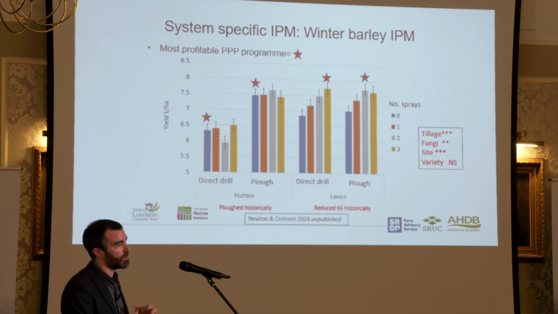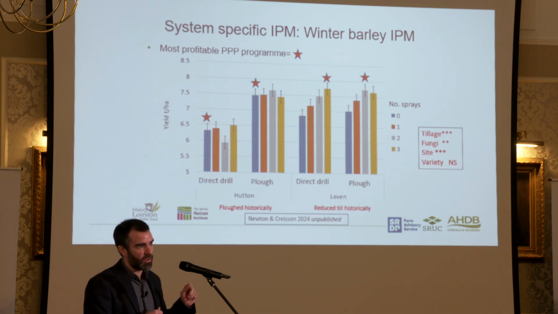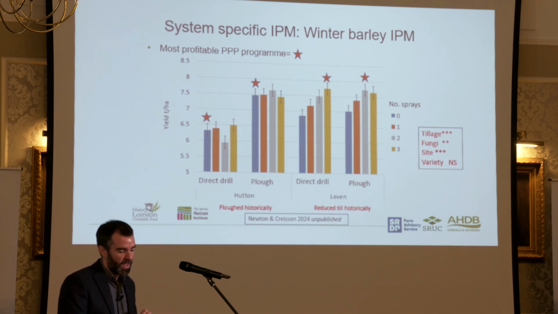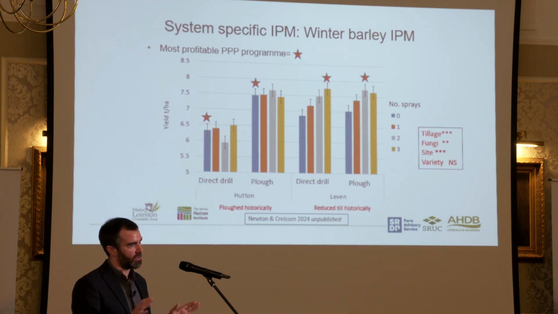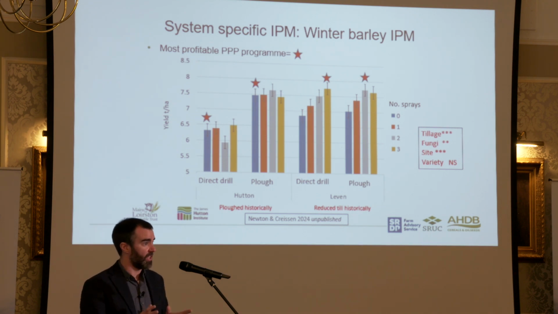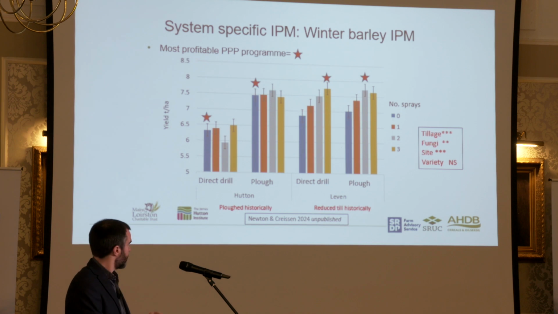We see marginal difference between the yields comparing the direct drill and the plough here. The system and the soil is very much adapted to this form of cultivation. I've put a little star there according to the most profitable programme. You'll notice at the Hutton site, the most profitable programme was to not spray anything at all. There are other things limiting yield there, and the diseases are present, but other things are having a much bigger effect. Soil type, some signs it can be grass weeds, not uncommon in a direct drill system.